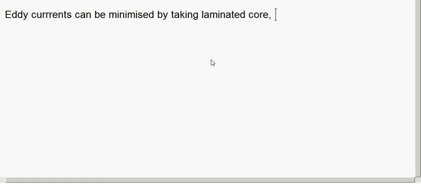So, you can write the answer for the next question, how eddy current can be minimized. It cannot be eliminated, but it can be minimized by laminating the core. I'll just write here, eddy currents can be minimized by taking laminated core. But what is this laminated core? So, laminated core consists of thin metallic sheets.